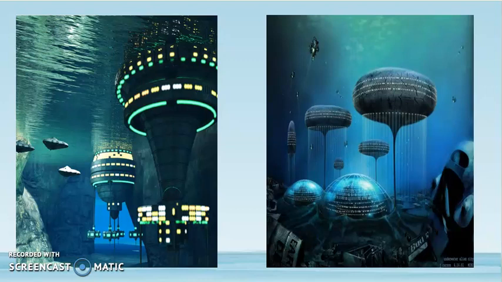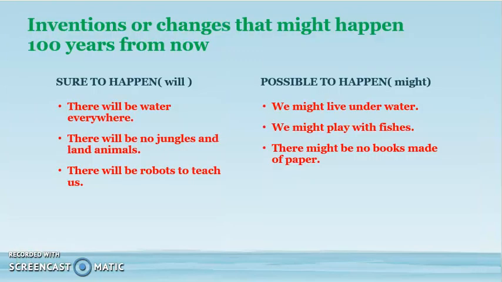Okay, assuming that you have written down two things that will definitely happen in the future and two things that might happen in the future, let's have a look. Okay, you are predicting 100 years from now. So let's have a look. I have also written down a few things just to explain to you the uses of will and might. Now, inventions or changes that might happen 100 years from now.